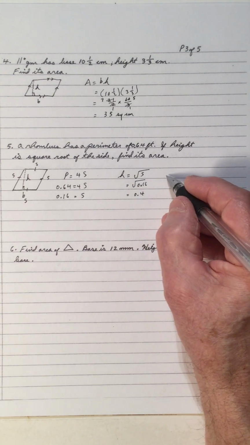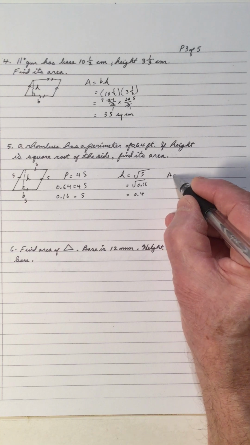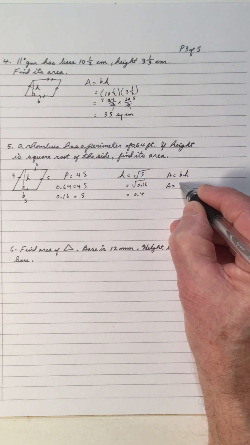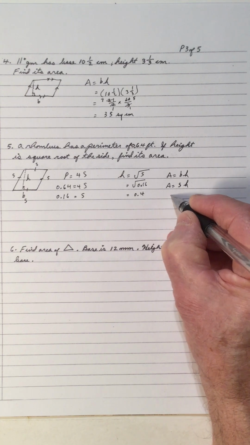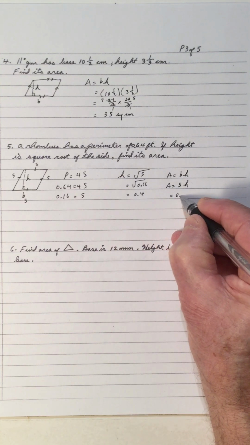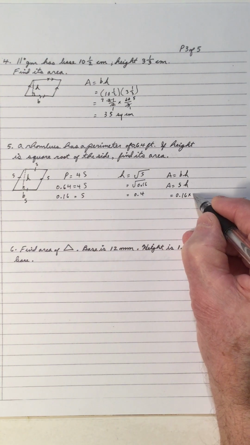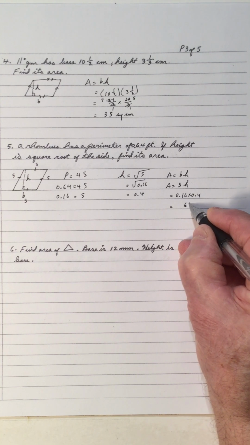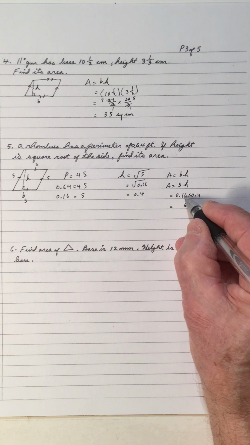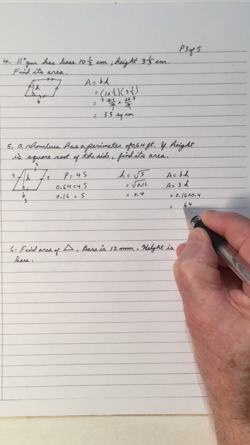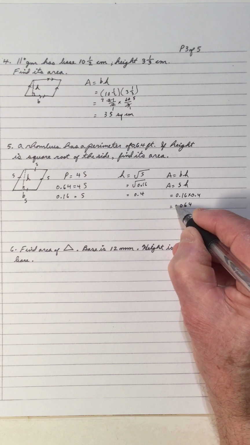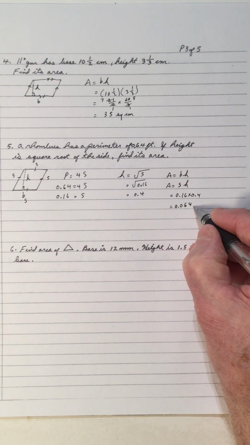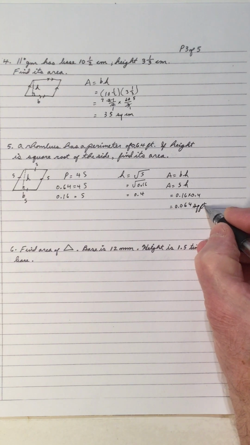Now we need to get the area. The area is base times height. So the area is the side times the height. The side is decimal 16, and the height is decimal 4. When you multiply that out, 16 times 4 is 64. And we have 1, 2, 3 decimal places. So the area is decimal 064. And it's in feet, so it's square feet.